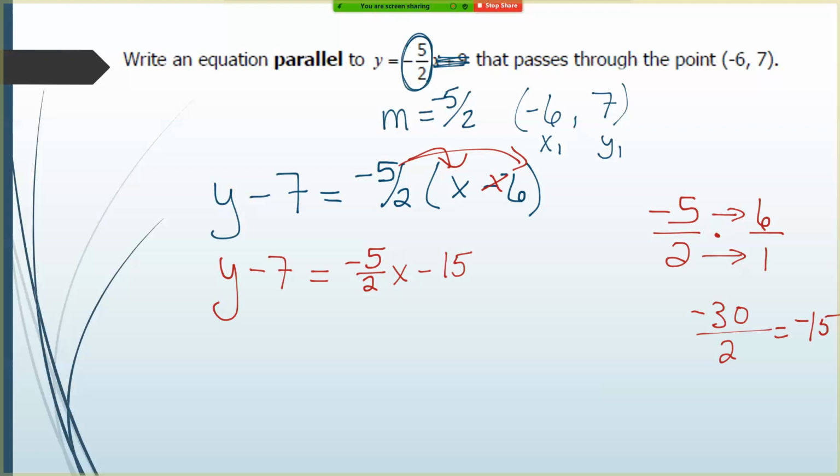So now I want to get y by itself. I'm going to add 7 to both sides. So y equals -5/2 x minus 8. And that is my final answer.